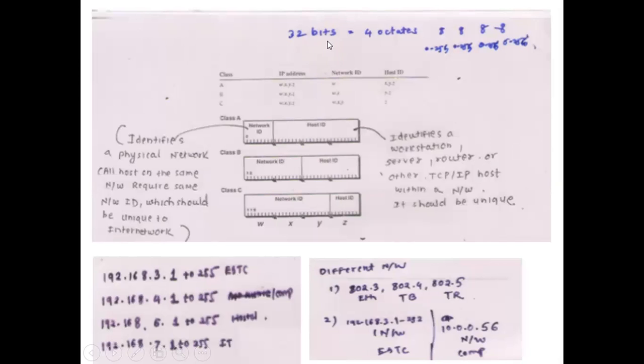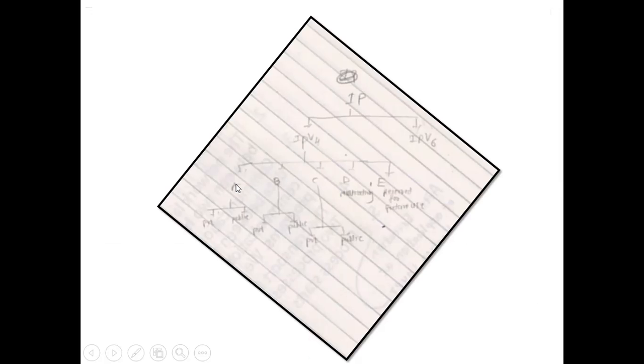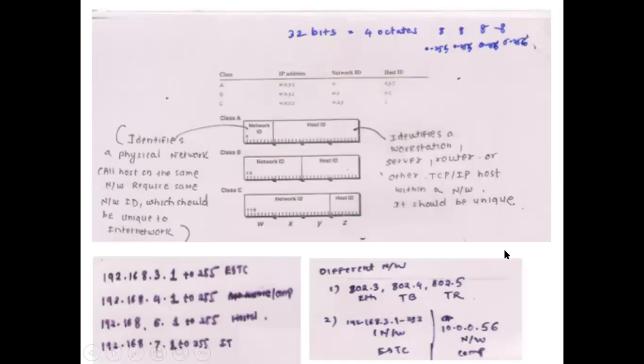Next, what is the IP address? An IP address is basically 32 bits, so 4 octets are there. You might have heard of addresses like 10.10.10.5 or 192.168.3.1. Such addresses are nothing but IP addresses. As I told you, class D is for multicasting and E is reserved for future use. So we will see how class A, class B, and class C IP addresses are denoted.